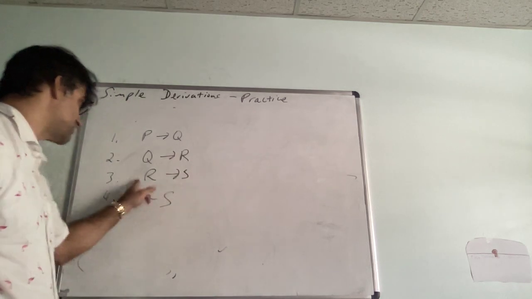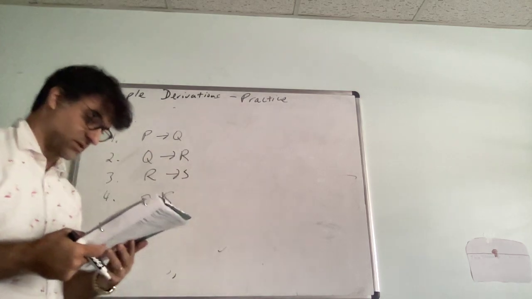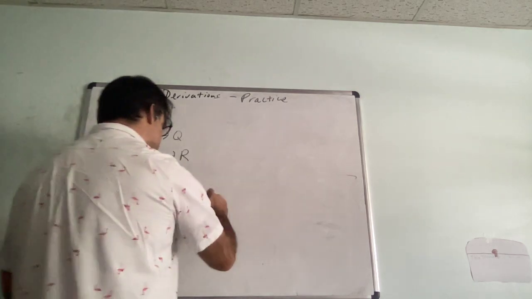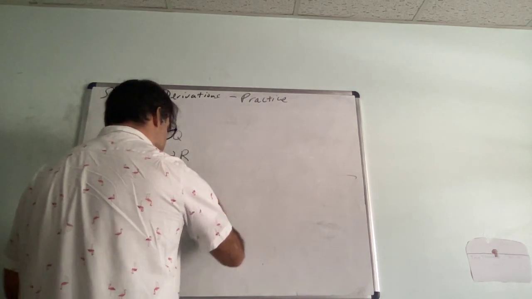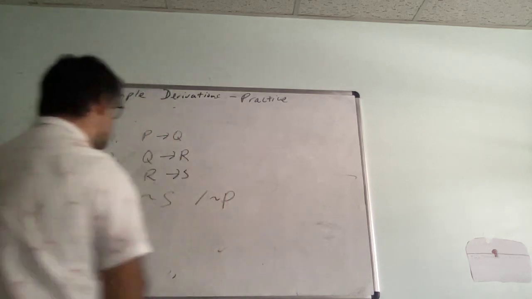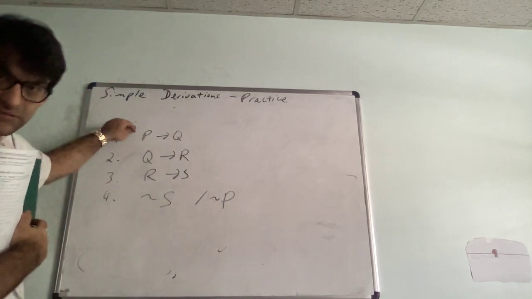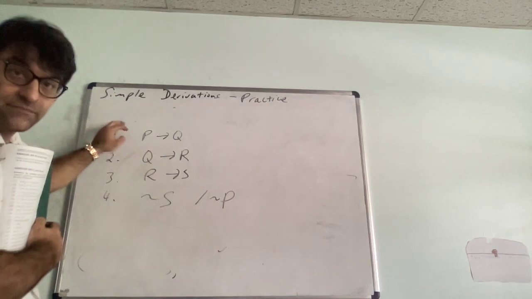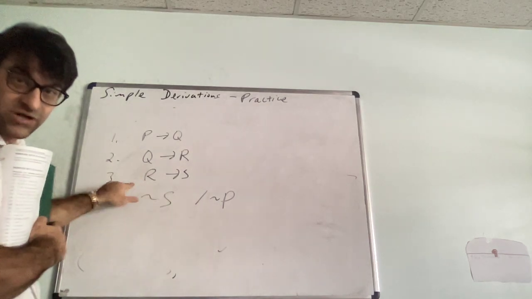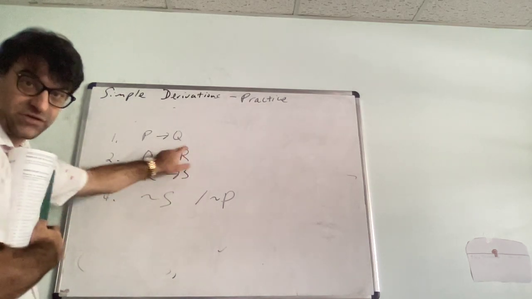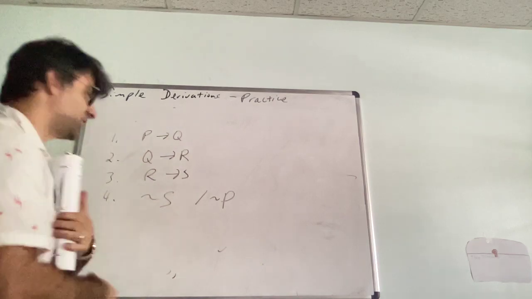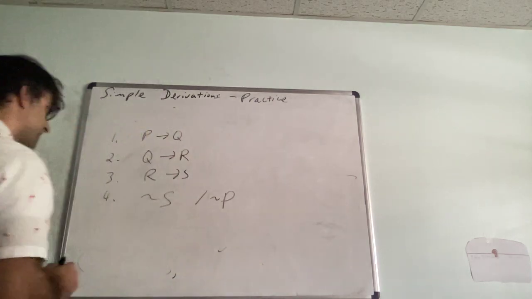Since S is false, R is false, and that's how that's going to go. And so our conclusion is not P, which is the negation of this antecedent. So think modus tollens. All right? Since S is false, R is false, and since R is false, Q is false, and since Q is false, P is false. Is how this is going to go.